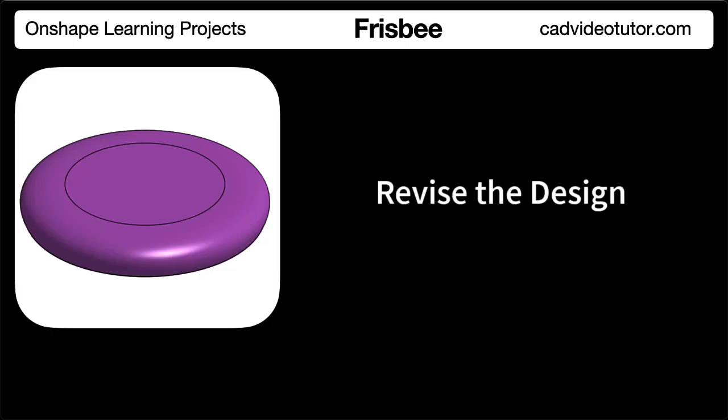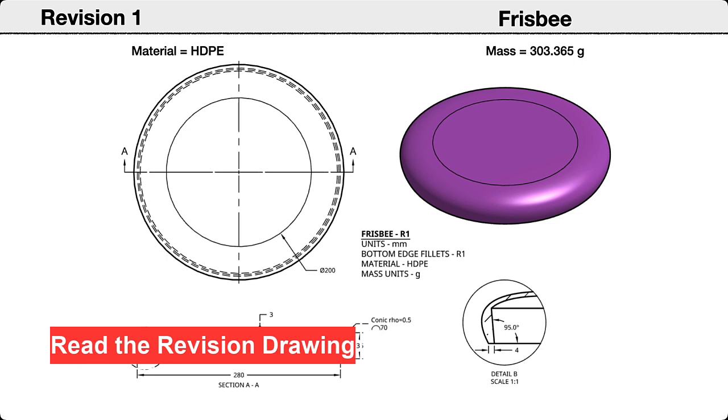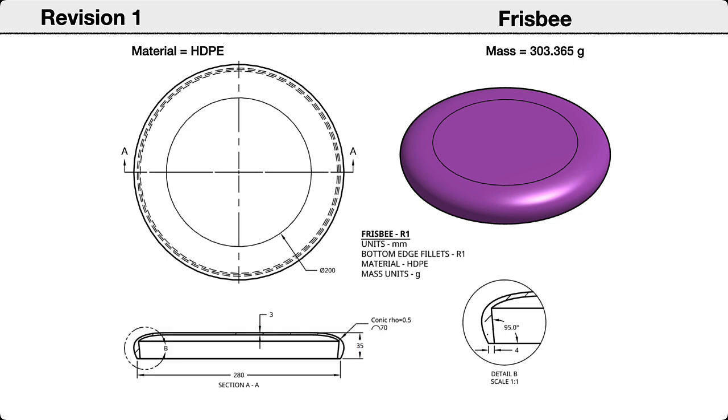In this segment, we will make some revisions to the part and check if our design intent has been applied correctly. We will start by reading the revision drawing to identify the features that will be changed. First, the Frisbee is now bigger. The outside diameter at the bottom is 280 millimeters. This is an increase of 40 millimeters.